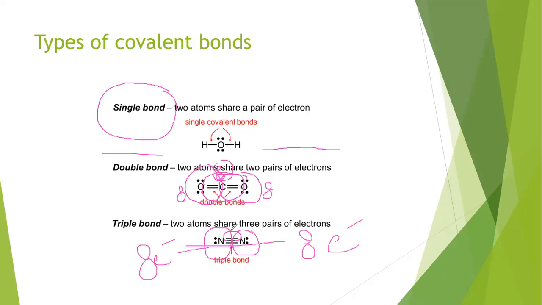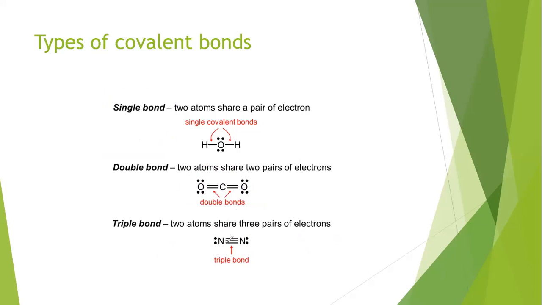Due to sharing, count 1, 2, 3, 4, 5, 6, 7, 8 for this nitrogen atom. Count for the other nitrogen atom: 1, 2, 3, 4, 5, 6, 7, 8. So by sharing, both bonded atoms complete their octet and their outermost shell.